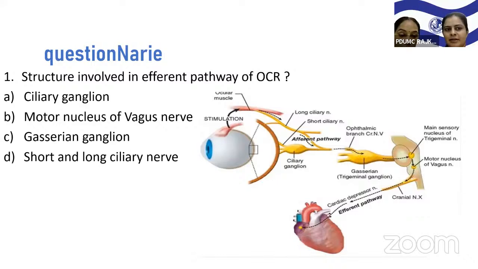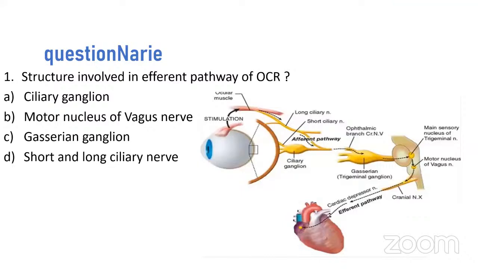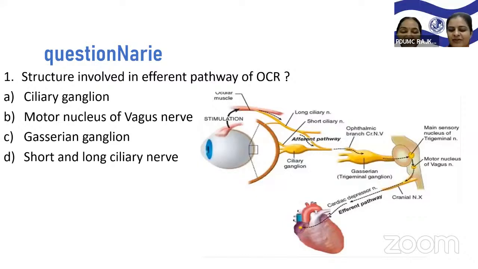Continue. First question, structures involved in the efferent pathway of the oculocardial reflex. A, ciliary ganglion. B, motor nucleus of vagus nerve. C, Caesarian ganglion. D, short and long ciliary nerves. The chat box is open, please answer in it. There was no need to show the diagram in this; it is so clear from it. Maximum responses for B. Yes, ma'am, it's very right.